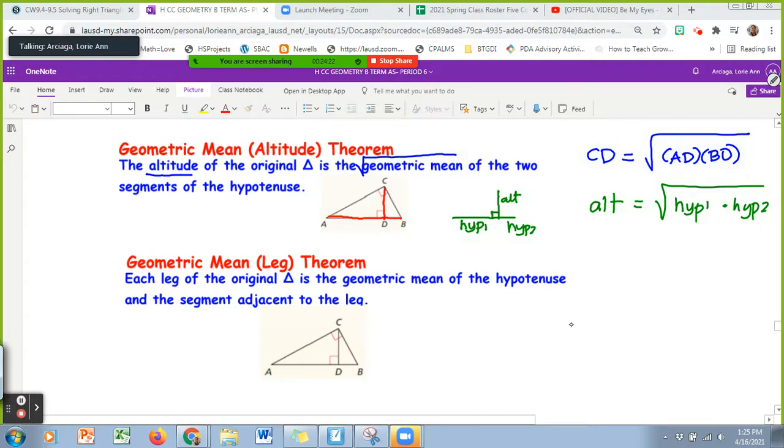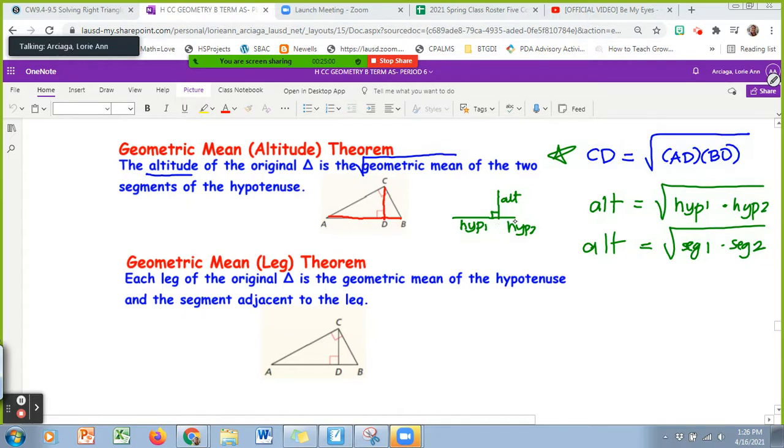Now, somebody from my period 5 class yesterday wrote altitude is equal to the square root of seg 1, which is segment 1, and then seg 2 or segment 2. So I want you to find ways that you can memorize the pattern in a way that makes most sense to you. So don't memorize it this way because if I change my letters, it won't work, right? And if you forget how to set it up, then you won't be able to solve for it.